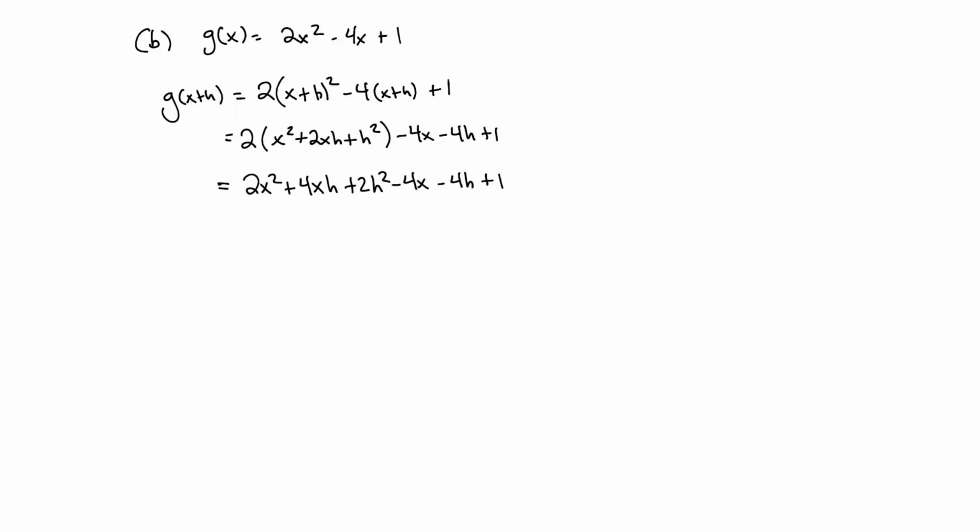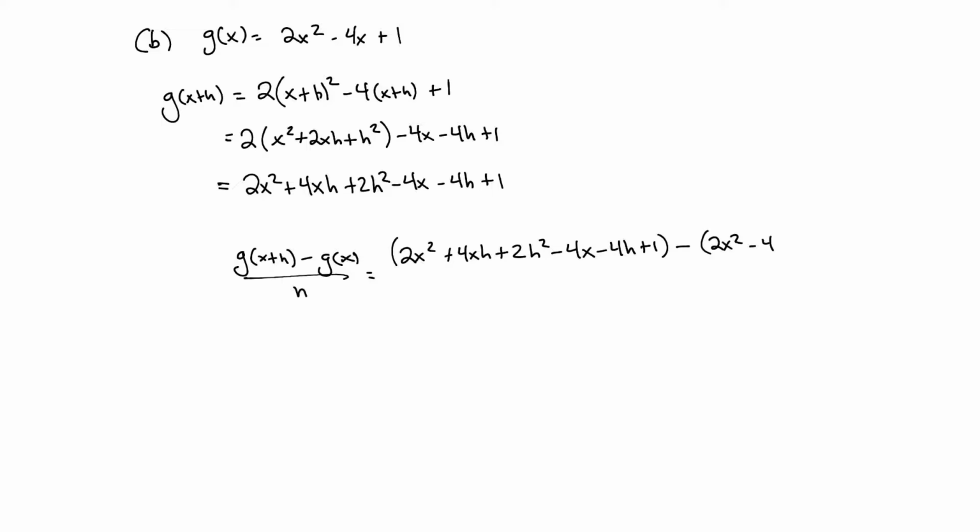So, the difference quotient is g of x plus h minus g of x all over h, which in this case would be 2x squared plus 4xh plus 2h squared minus 4x minus 4h plus 1 minus, in parentheses, 2x squared minus 4x plus 1, all divided by h. Whew, that is a mouthful.